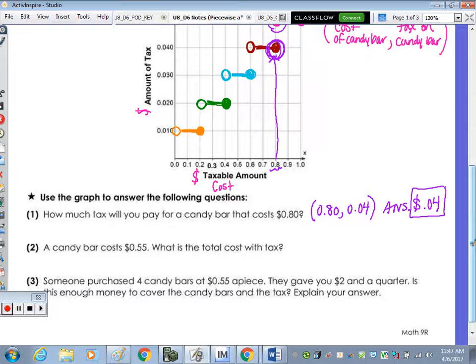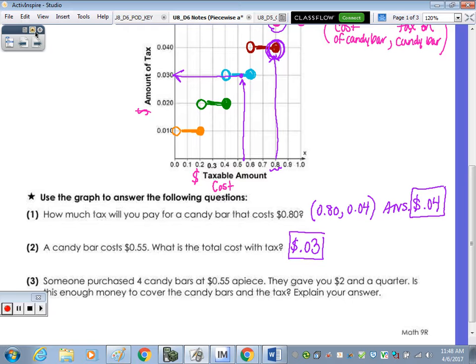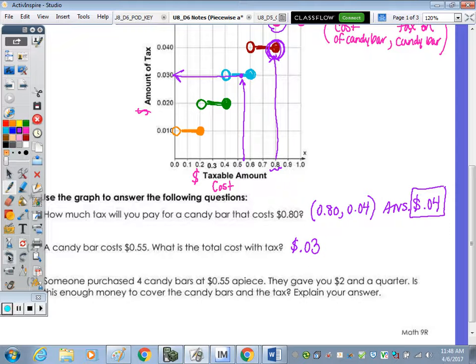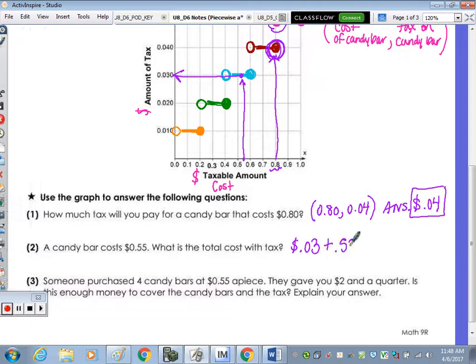Number 2, a candy bar costs 55 cents. What's the total cost? So 55 is right here between 50 and 60. You go up, and here we are. So we're going to spend 3 cents in tax. Oh, we want the total cost with tax. So that was just the tax. So excuse me. We have to add in the amount of the candy bar. So plus 0.55. A total cost with tax is going to be, for an answer, 58 cents.